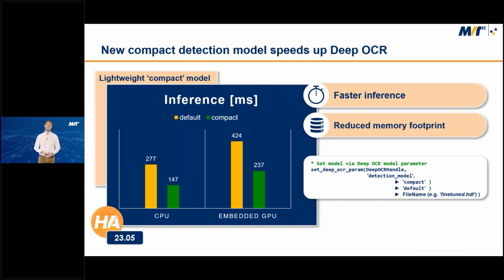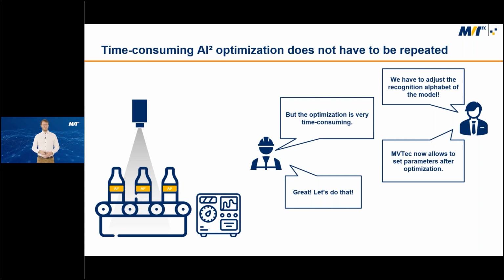Now let's move on to the world of AI squared optimization, so hardware acceleration for deep learning. We heard from a lot of customers that they have an issue when they need to change some parameters in the production line. So for example, imagine this scenario. We need to adjust the recognition alphabet of the model in this setup. So we want to find, for example, the text on the labels of the bottles, and the text changes because the bottle changed, for example.